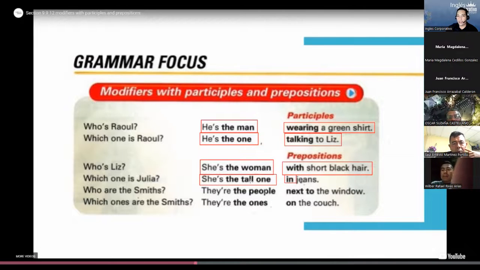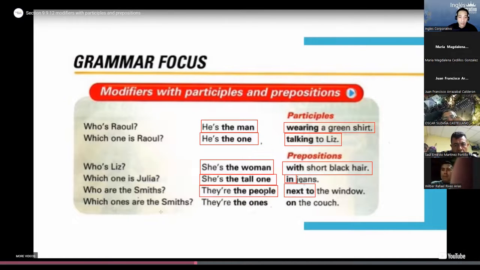She's the tall one in skirt, en falda. She's the tall one in black. Ella es la alta en negro. Está toda vestida de negro. Who are the Smiths? Who are the Smiths? They are, ojo con esto, they're the people. Ellos son la gente next to the window. Next to the bathroom. Next to the bar. Está en una fiesta, next to the bar. Next to the entrance, junto a la entrada, okay?